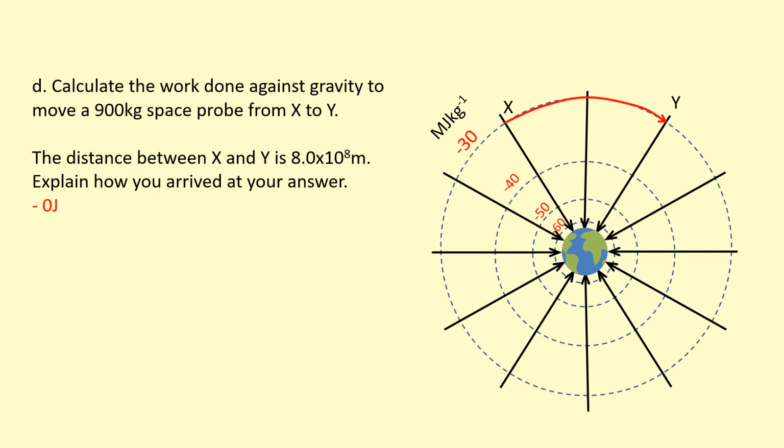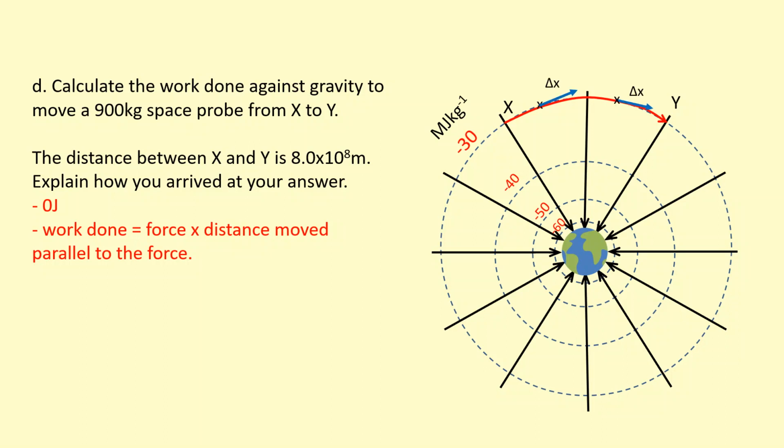Okay, another explanation for why it's 0 joules is to do with the definition of work done. If you remember, work done is a force times the distance moved parallel to the force, and it is moving along this line x here. So you can show different points where I've given delta x for the tiny change in distance along the point here.